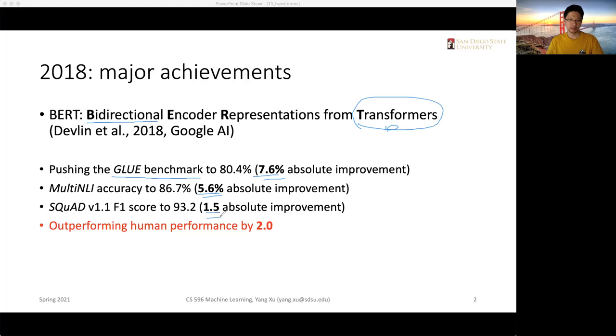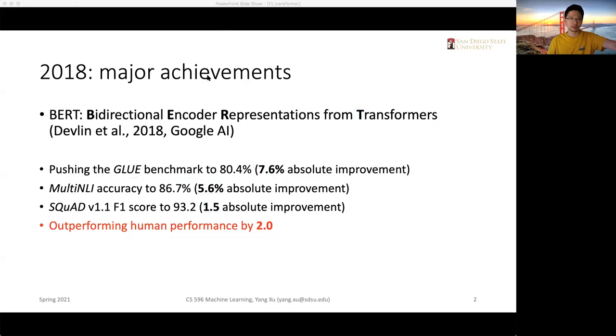Okay, and most importantly, those percentage numbers don't make very straightforward sense to readers, but actually these are very significant improvements because on some of the tasks, the models can outperform human performance, right, by a significant factor in terms of accuracy. Okay, so which means this is a very amazing achievement.